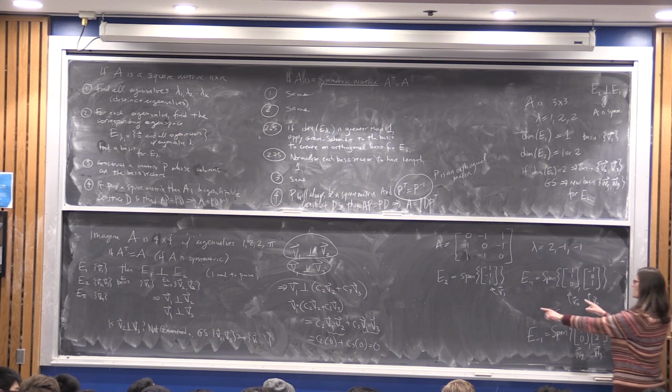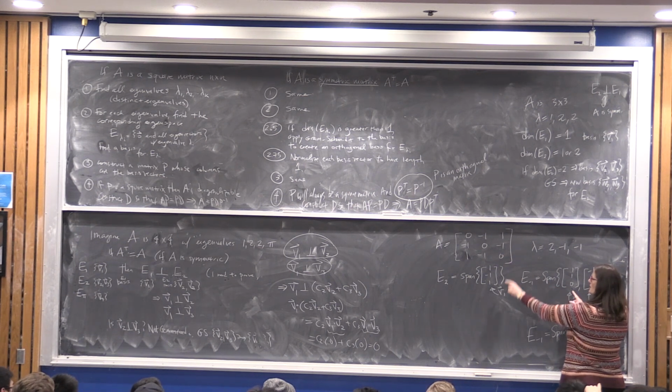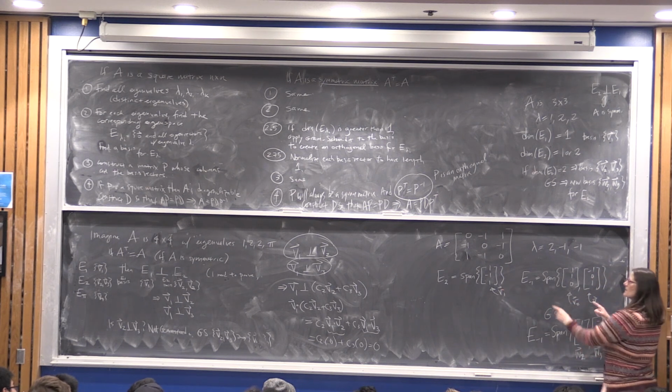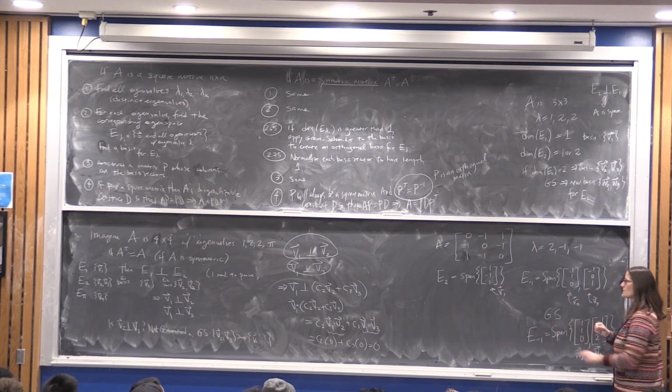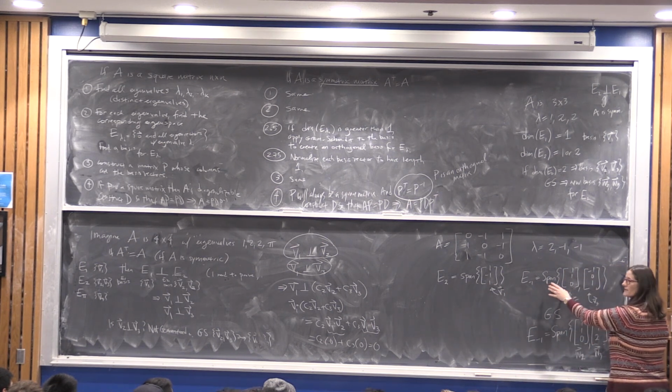So V1 is orthogonal to V2 because A is symmetric. V1 is orthogonal to V3 because A is symmetric. So A being symmetric guarantees that any vector here is orthogonal to any vector here.